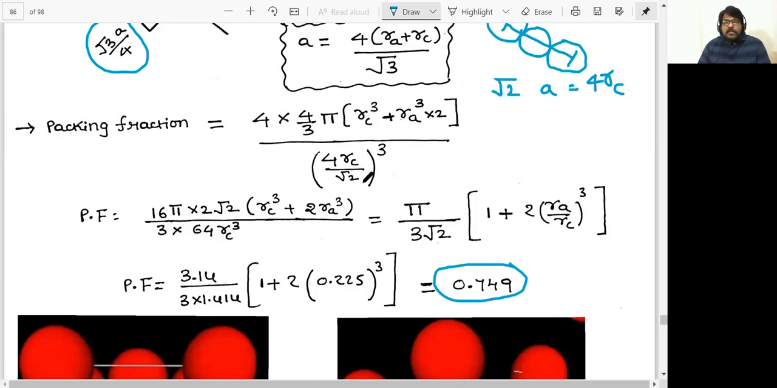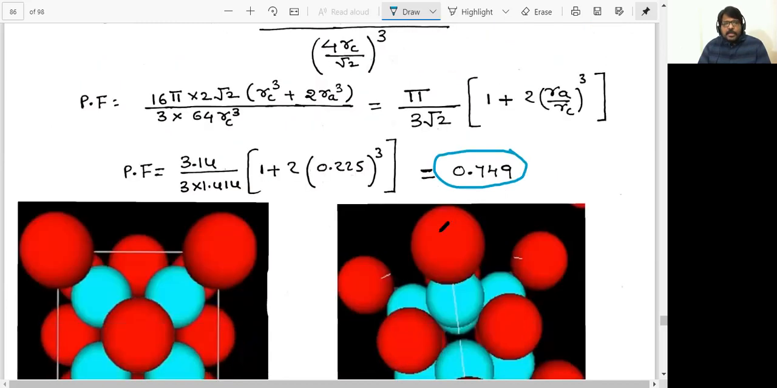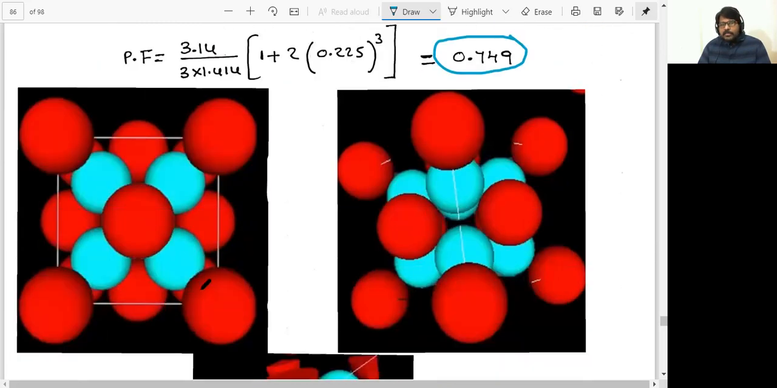Packing fraction is equal to 0.749. So what percentage is occupied? It means 74.9 percent is occupied, and this is about the packing fraction. And if you see, already I told you in reality there may be some gap here. The face center particle may not be in contact with the corner, but for all ideal calculations, we assume that. So in general, in the FCC lattice the face center particle is in contact with the corner.